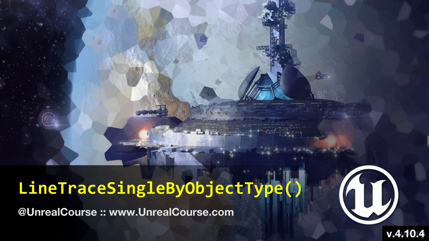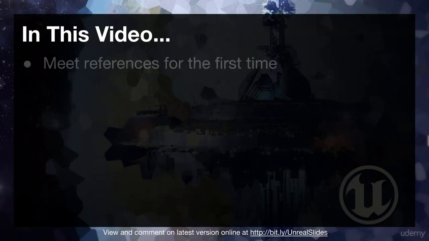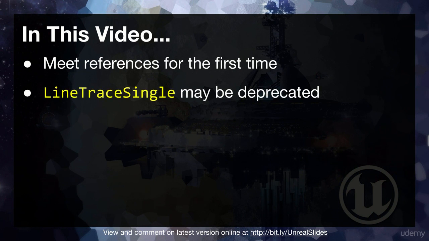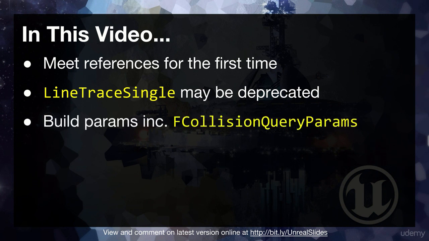So welcome to LineTraceSingleByObjectType. In this video, we're going to meet references for the first time. That's when you see an ampersand. We won't be using LineTraceSingle because it may be deprecated. So we're going to use LineTraceSingleByObjectType. We will build our parameters, including something called an fCollisionQueryParams object.